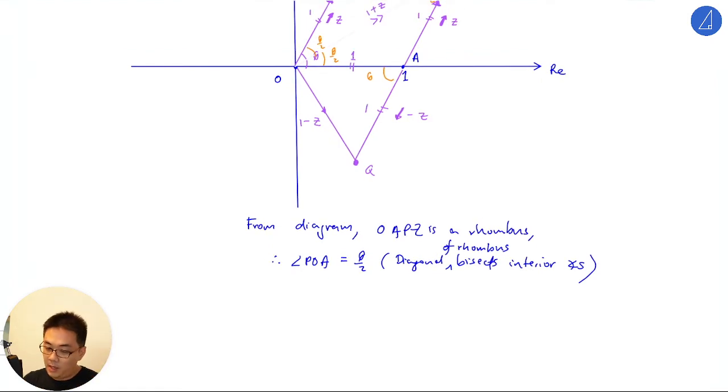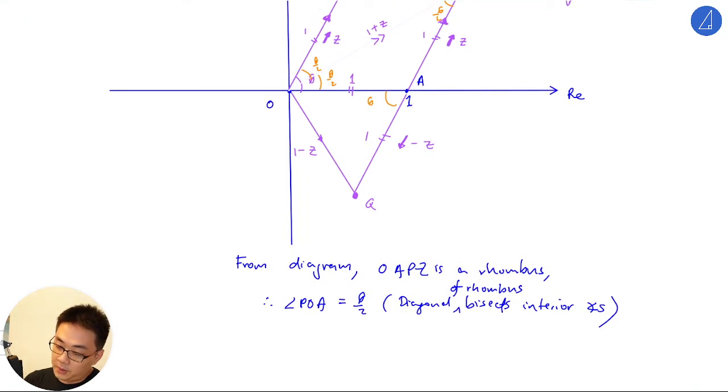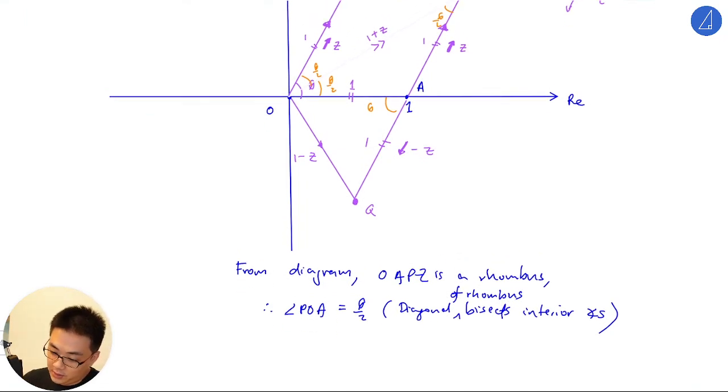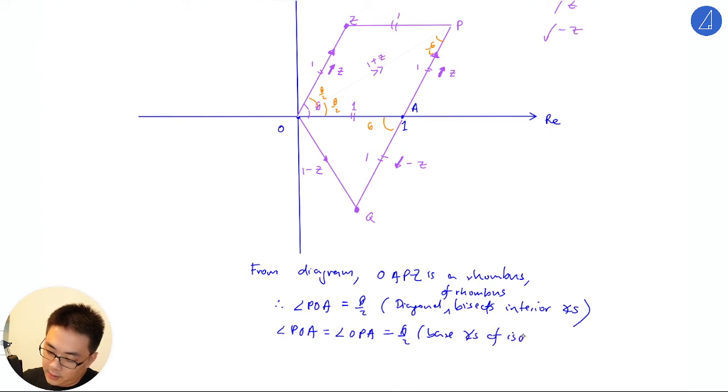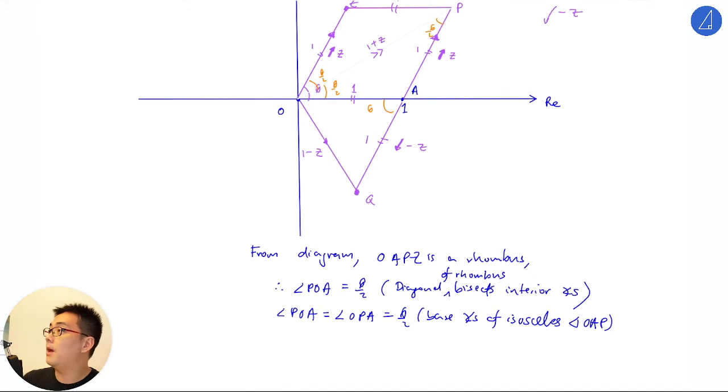Okay. Then POA. Okay, so what you can do next is essentially angle POA equals angle OPA, which is actually theta over 2, base angle of isosceles triangle OAP. Okay. Then we can use OAQ is theta over 2 plus theta over 2, exterior angle of triangle OAP.